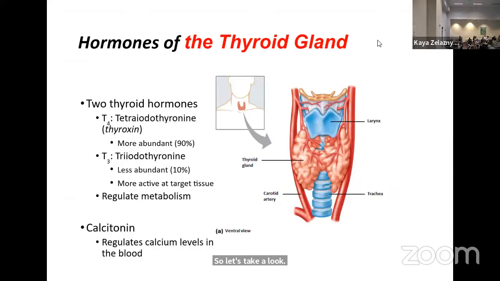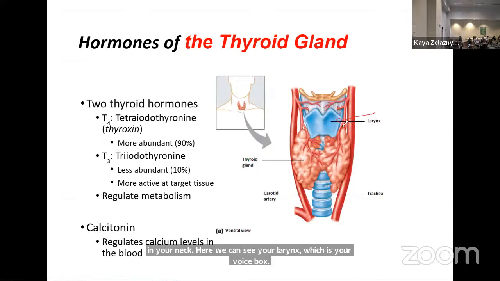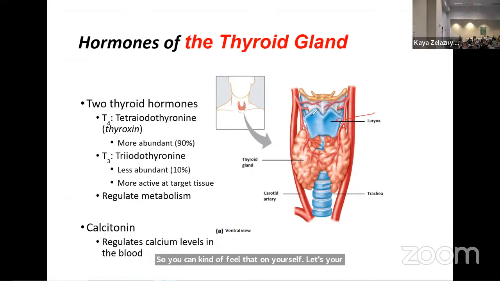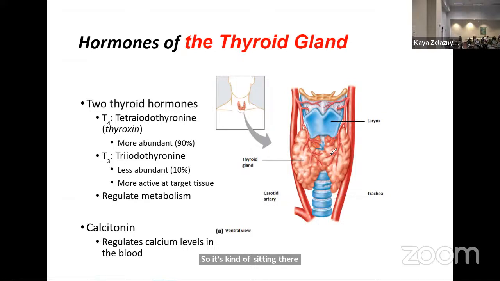So our thyroid gland sits in your neck. Here we can see your larynx, which is your voice box. You can kind of feel that on yourself. That's your Adam's apple more colloquially, the larynx and your thyroid cartilage. Your thyroid gland is going to be just a bit lower. Here we see that glandular tissue a little lower before we go into the trachea, which is the tube that leads into your lungs. So it's sitting there on the trachea, right where it's joining into the voice box.